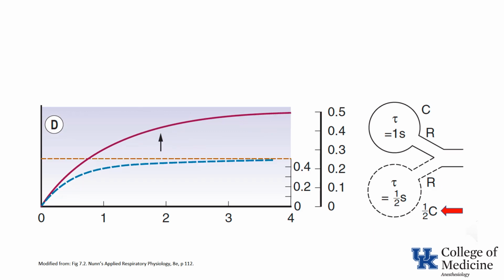This diagram represents the consequences of an isolated decrease in compliance in the bottom lung unit.